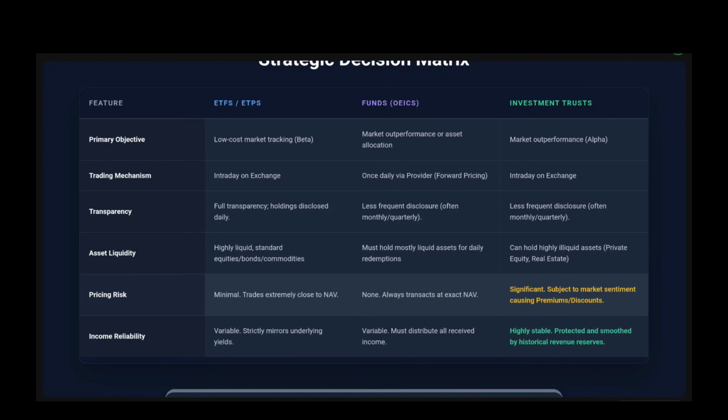If we talk about income reliability now, typically for ETPs, variable, strictly mirrors underlying yields. If we look at funds, it's variable, must distribute all received income. And if we look at trusts, highly stable, protected and smoothed by historical revenue reserves.